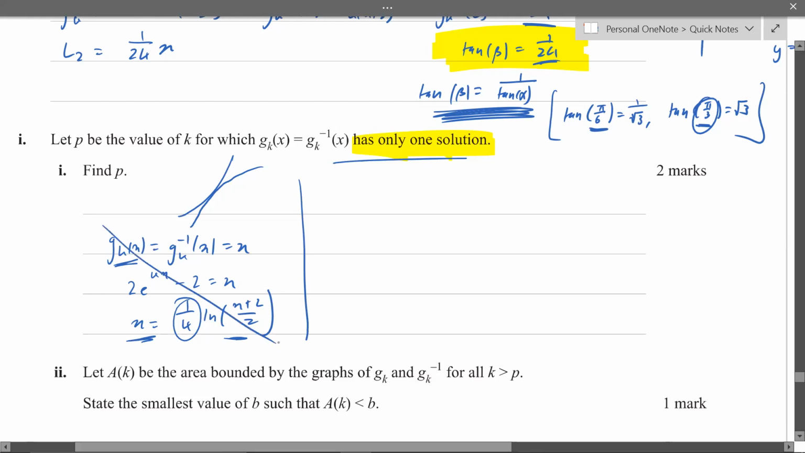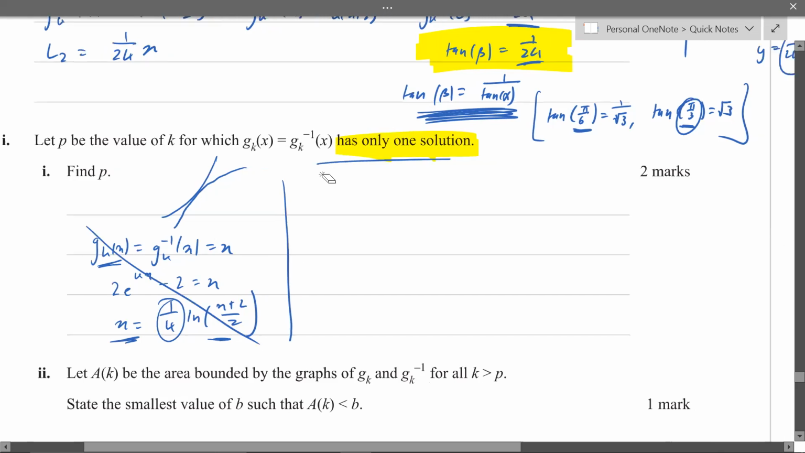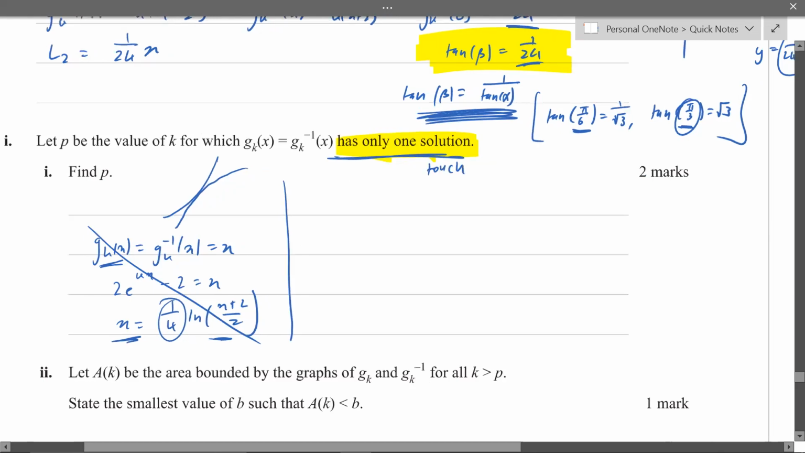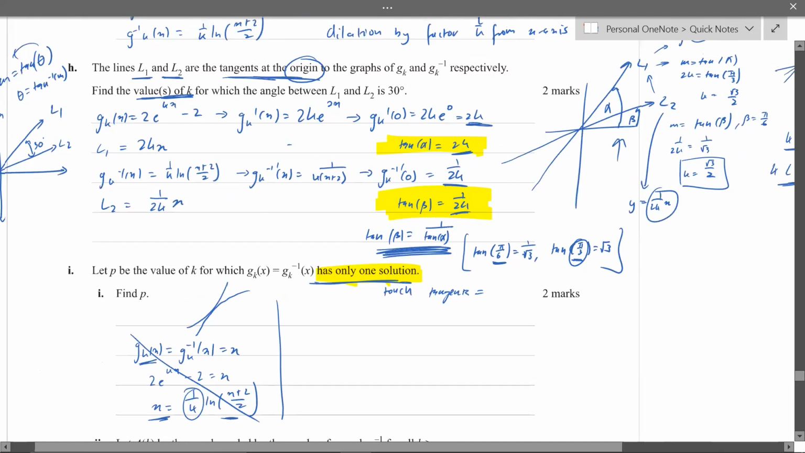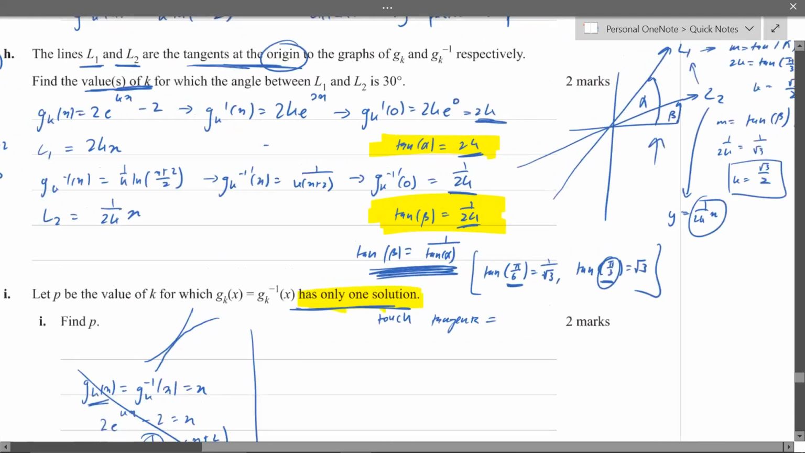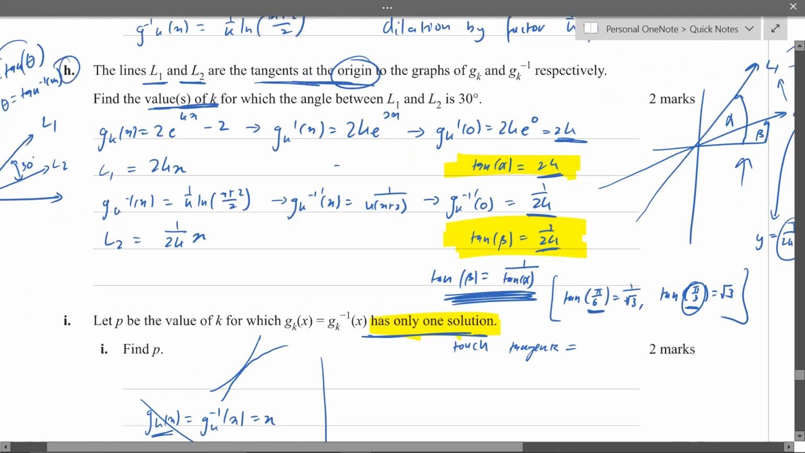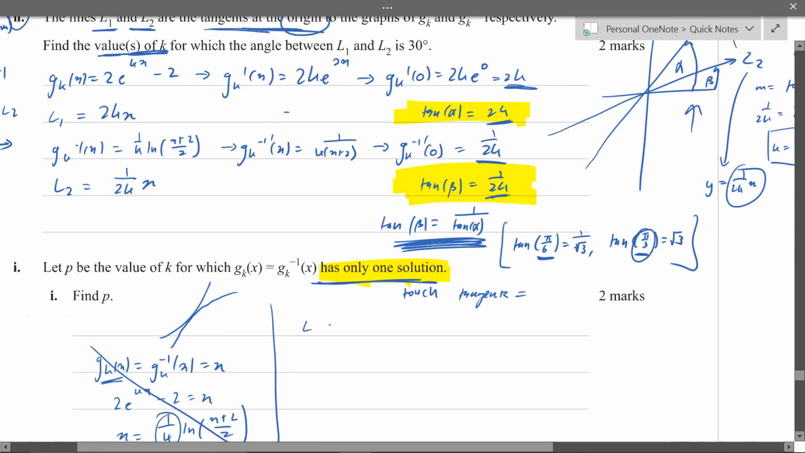So realize that's not the way to do it. There has to be a trick or something that you're missing, and then maybe reread the question and you'll see only one solution. So again, if it's only one solution, it's touching it, and if it's touching it, that means the tangents are equal. And that's extremely helpful because we found the tangents in this question. So L1 equals 2kx and L2 equals 1 on 2kx.